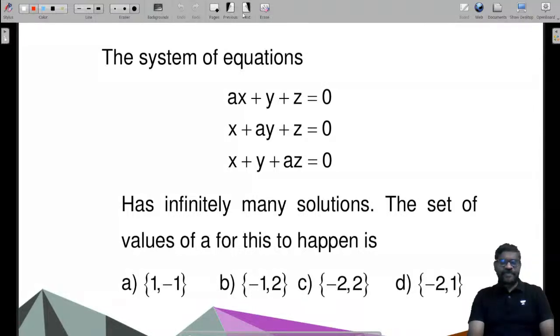observe here. See, it is also a homogeneous system. In the case of a homogeneous system, the system possesses infinitely many solutions, means compulsory determinant value equal to 0. So equate determinant value to 0.